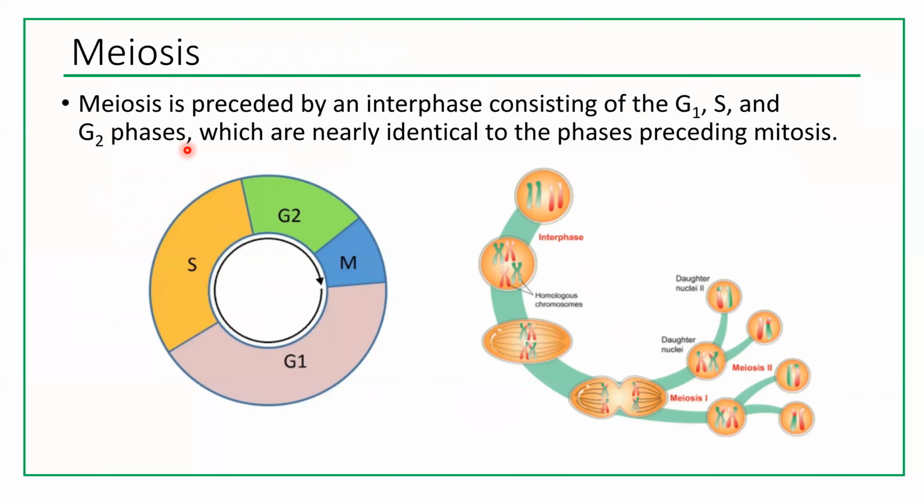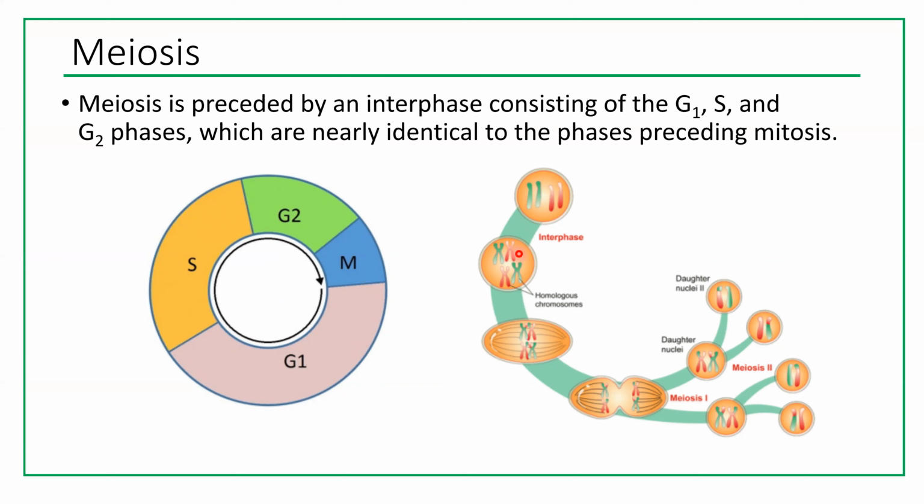So meiosis is preceded by an interphase consisting of G1, S, and G2 phase, which are nearly identical to the phases preceding mitosis. Right, so that's a cell cycle for meiosis. We also have G1, S, and G2, when the cell is growing, replicates its DNA, then grows again, preparing for division, and finally divides.